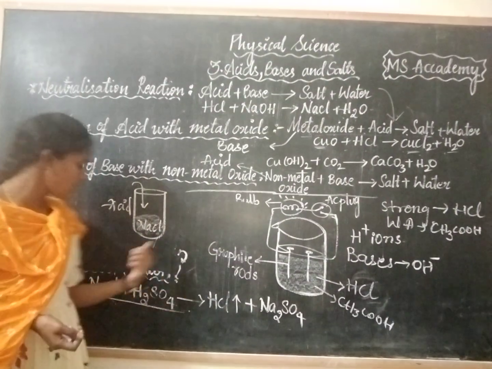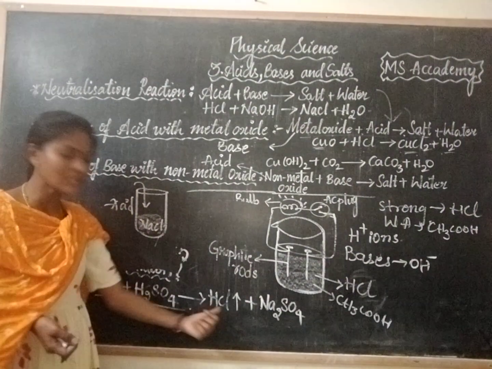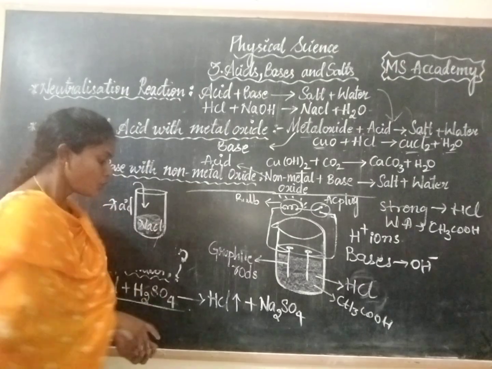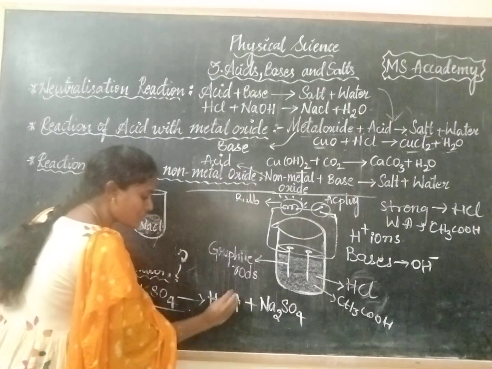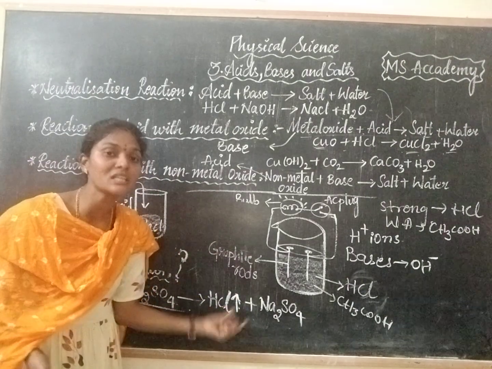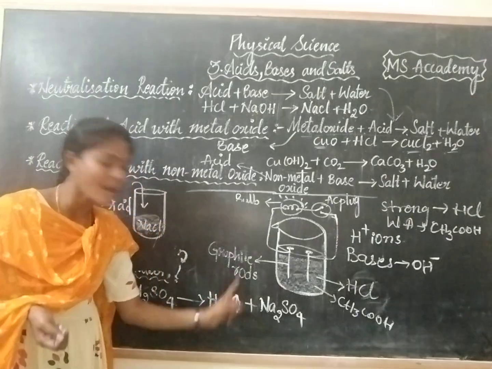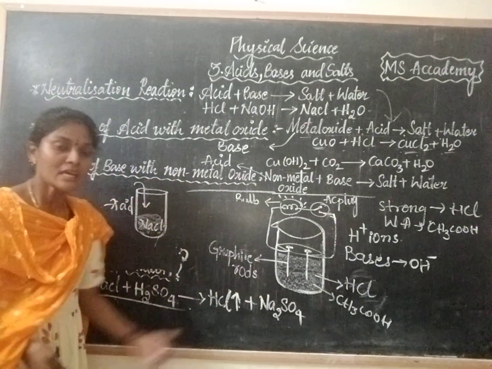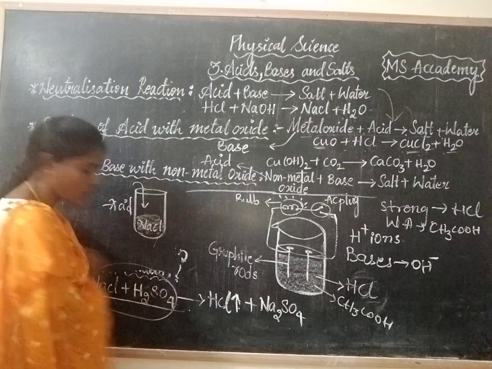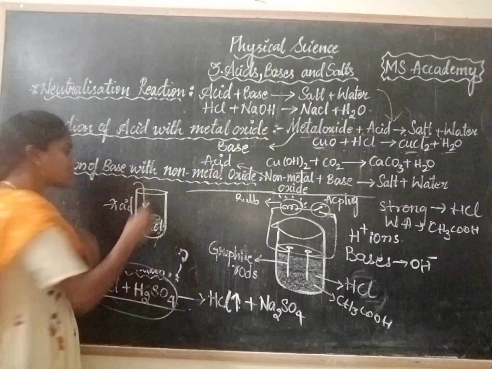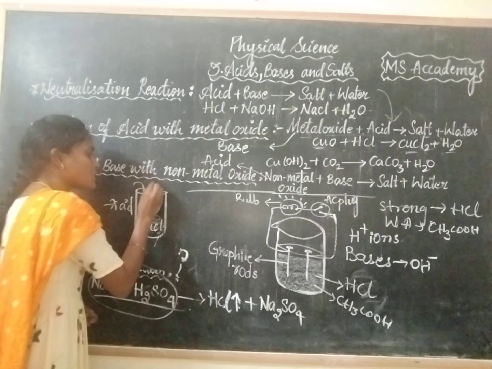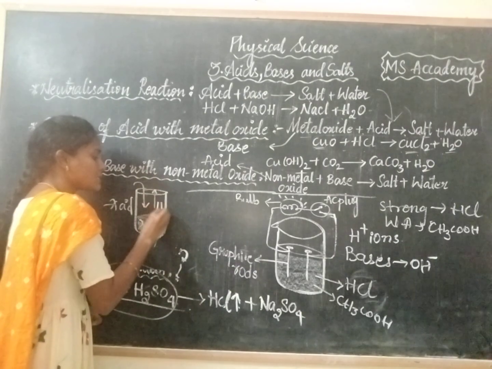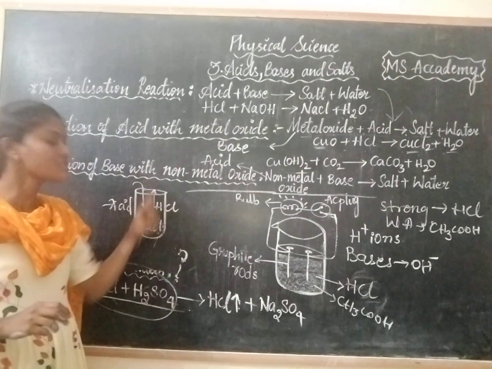So here when I add sulfuric acid to the salt, it releases HCl gas. You can see an up arrow mark in this equation. Already we have learned in our second lesson, when an up arrow mark is there it means a gas is released. So here when I add these two chemicals, a gas is coming. Which gas is coming out? HCl gas is coming out.